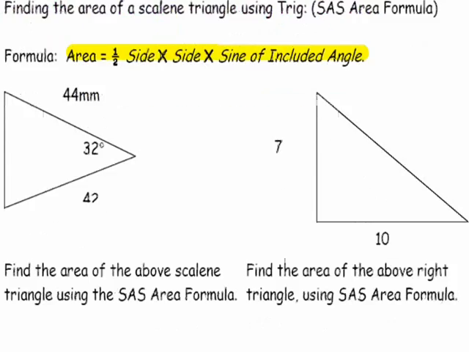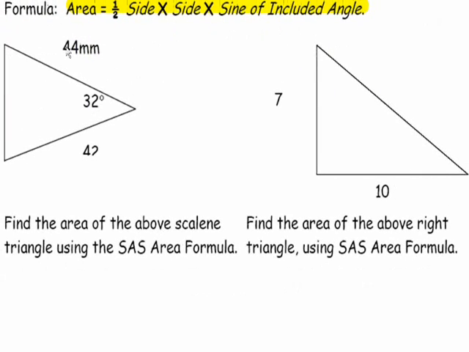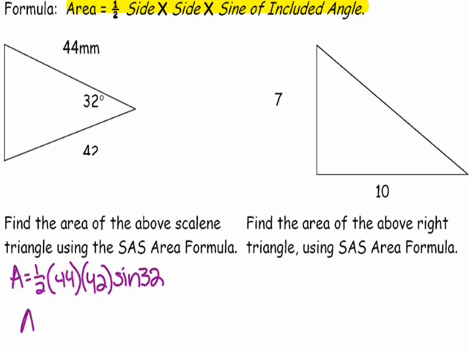All right, so here's how the formula works. If I have this triangle right here, I can find the area of it by doing 1/2 times 44 times 42 times the sine of 32. And I just plug all of that into my calculator, and I get 490, and that would be millimeters squared.